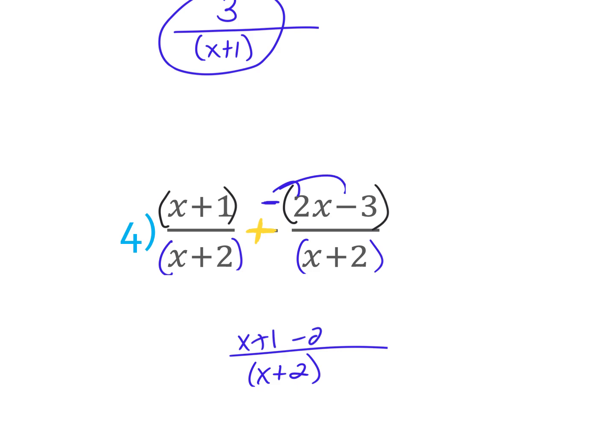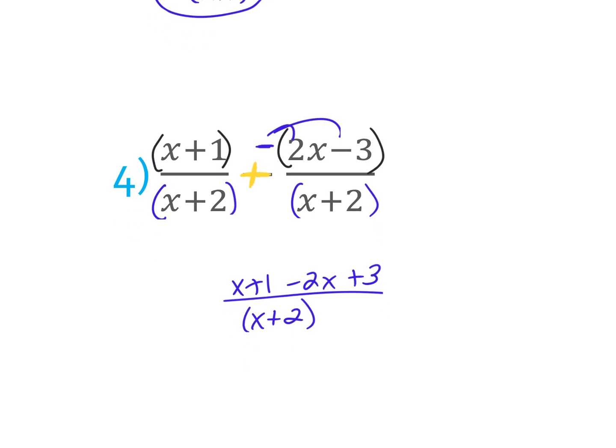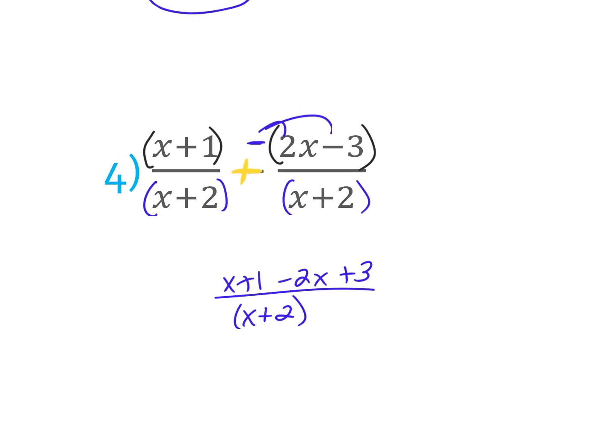Minus 2x, then what? Plus 3. If you forget to distribute, you're going to get the answer wrong. So you've got to just pay attention to that. And now we're going to combine like terms. I'm going to rewrite my denominator of x plus 2. When I have a positive x and a negative 2x, what does that give me? Negative x. And then I have 1 plus 3 is 4.